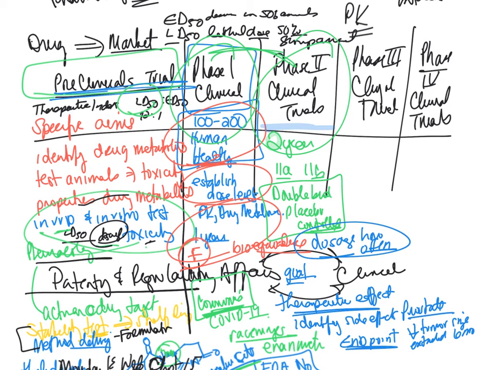Okay. And then phase 3 clinical trials. It's carried out by a larger number of patients. And this is going for statistics. They want statistical proof of efficacy. So if it's effective and safety.